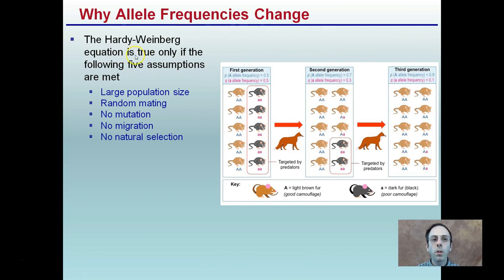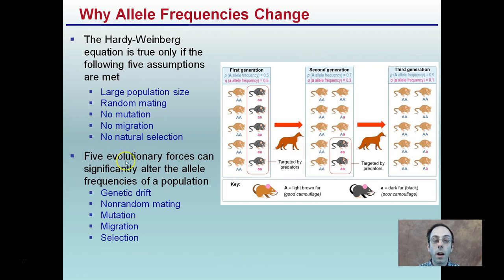The Hardy-Weinberg equation is true only if the following 5 assumptions are met. Again, large population size, random mating, no mutations, no migration, and no natural selection. I talked about in those videos that this rarely occurs in a normal population. So there are 5 evolutionary forces that can significantly alter the allele frequency in a population. Genetic drift, non-random mating, mutation, migration, and selection are all things that can cause this shift to occur.